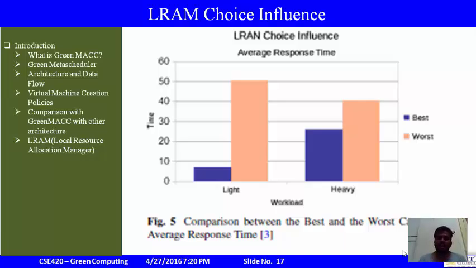Now we have this diagram representing LRAM choice influence for average response time, which of course mentions the best and the worst case comparison between average response time, and the diagram is presented as time versus workload.